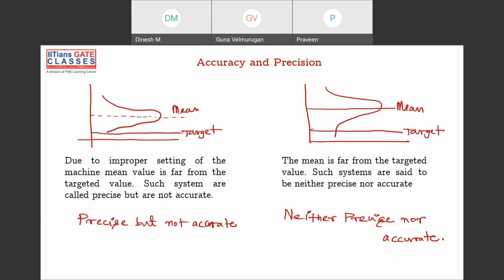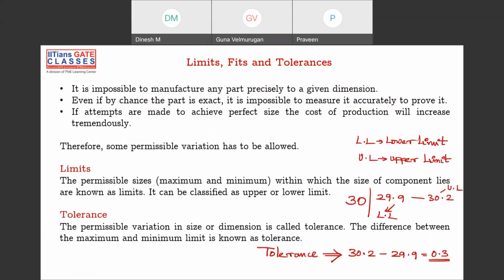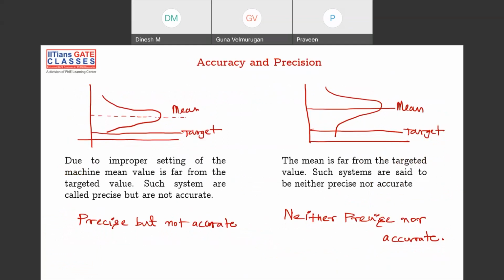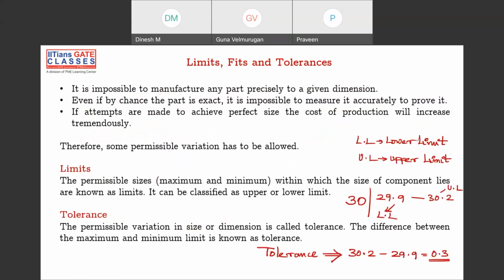Okay, that is what that is. Next. Please try to understand. This might be a question, because sometimes they might give a graph like this and ask, is it precise, is it accurate, or they might ask what distribution a manufacturing system will follow, normal distribution, right? Fine. Now we'll go into limits, fits, and tolerances, which is very important for any examination.